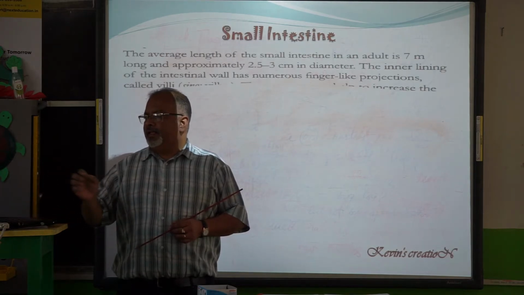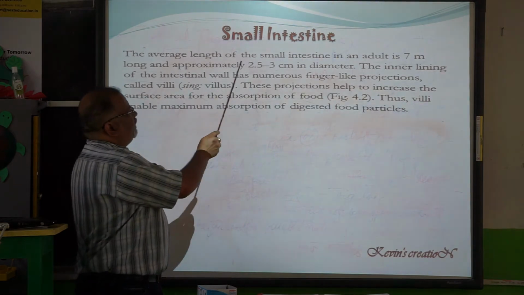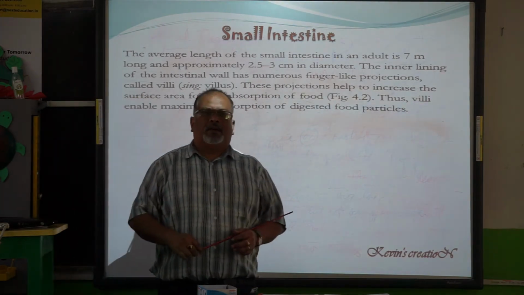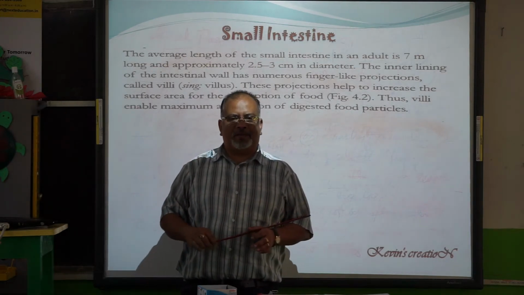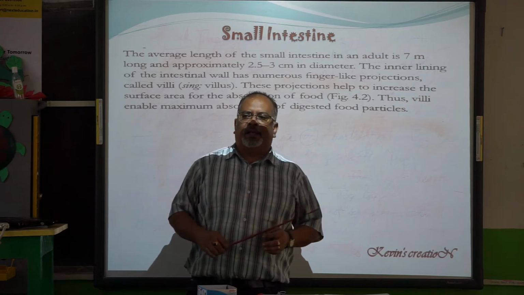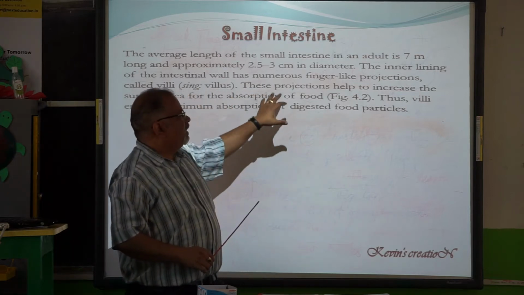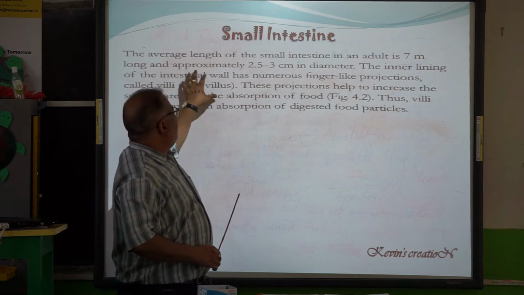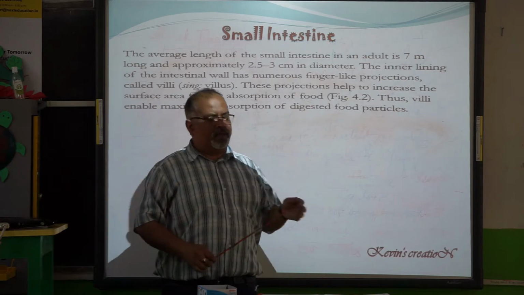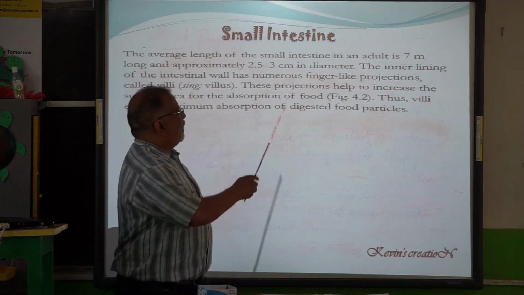Still we are in small intestine only. The average length of the small intestine in an adult is 7 meters. All of you must have seen your classrooms, maybe you have forgotten. Maybe the length of that could be 7 meters. You can compare to that. 7 meters and approximately 2.5 to 3 centimeter in diameter. This much, okay, in centimeter.